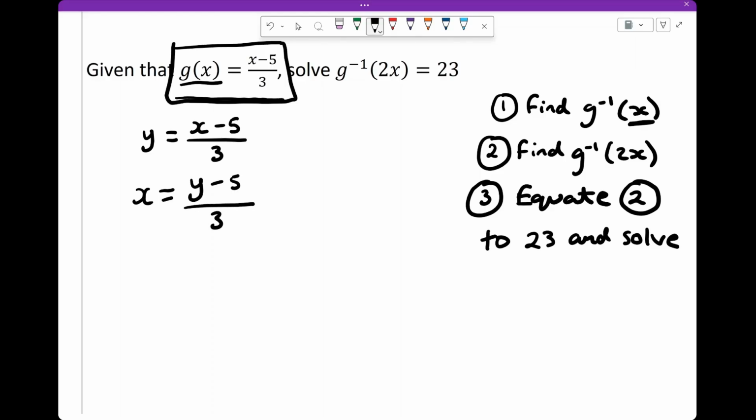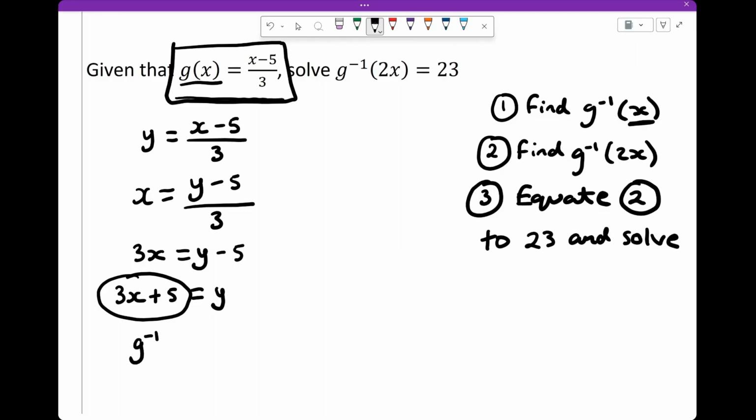Then we're going to rearrange to make y the subject. So we'd multiply by 3 on both sides. So we would get 3x is equal to y subtract 5. And then we're going to add 5 to both sides. So we would get 3x plus 5 is equal to y. So then I've got my inverse function. It's the 3x plus 5. But let's write it using our inverse function notation. I would say that g minus 1 of x is equal to 3x plus 5. So that means that I've completed step 1.